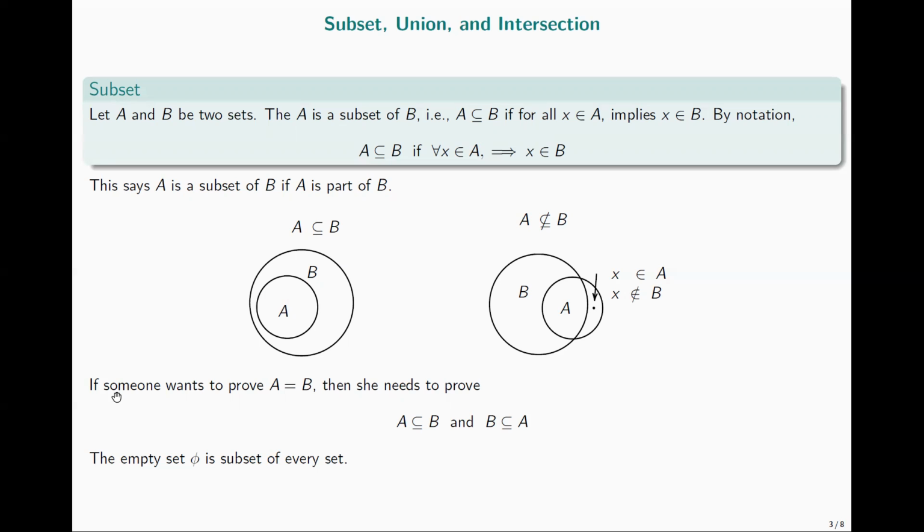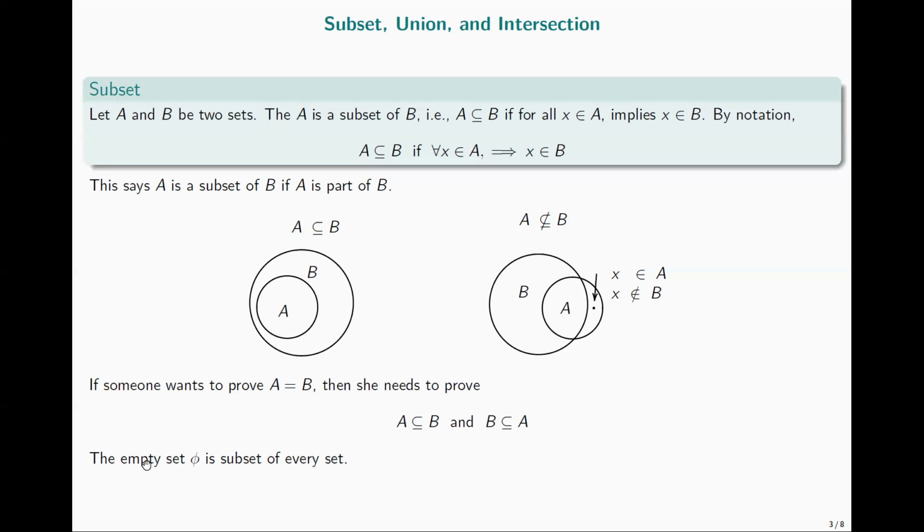So now you see that if someone wants to prove that A equals B, that means he has to prove it two ways. He has to prove A is a subset of B and B is a subset of A. That means A is a subset of B and B is a subset of A. When each is a subset of the other, then they are equal.